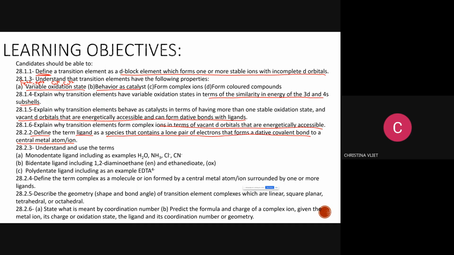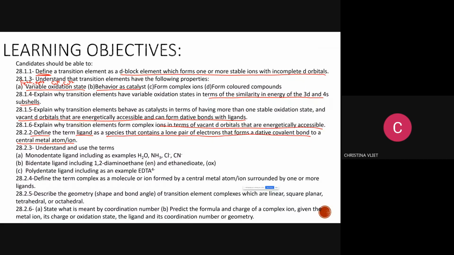Monodentate, bidentate, and polydentate. To me, that sounds like dentist talk for some reason. I don't know. Like it sounds like dentures, but it's not. But we're talking about different types of ligands today. What they are. So monodentate, bidentate, and polydentate.